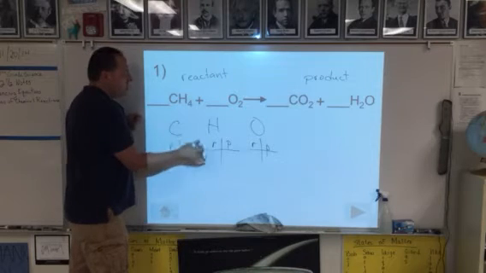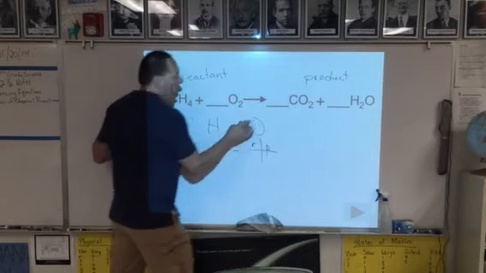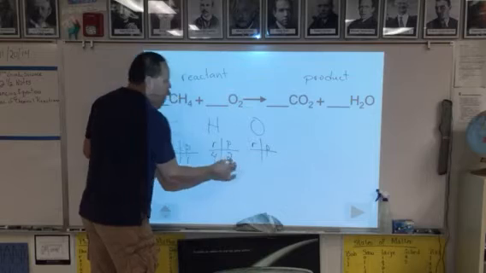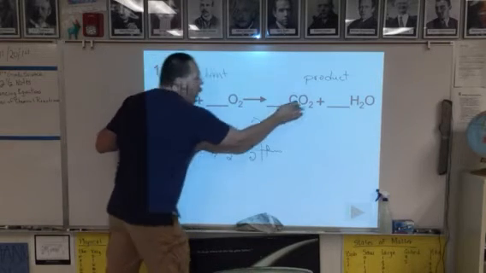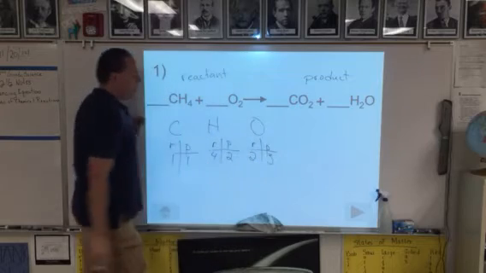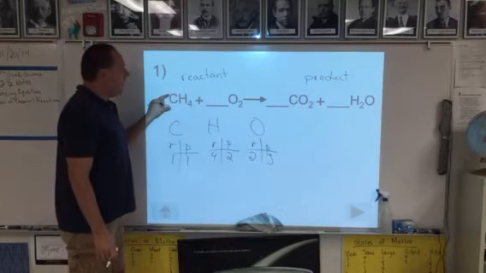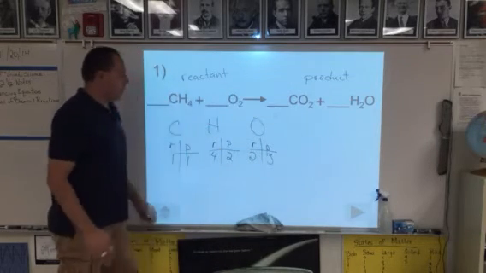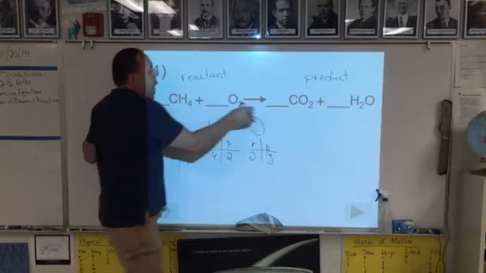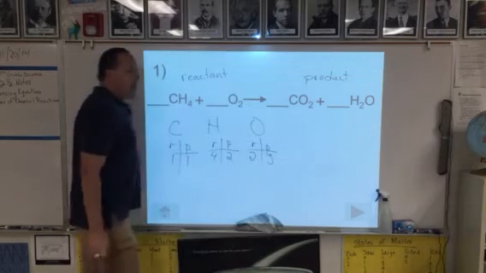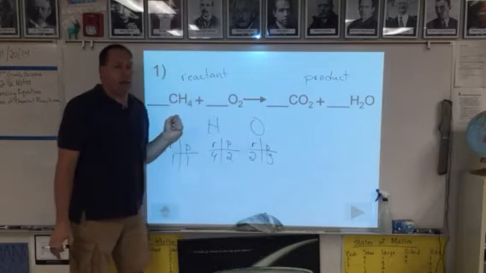Then we move to hydrogen, we have 4, and over here we have 2. And then finally oxygen, we have 2, and we have 3 in the product. Since carbon's already balanced, we don't need to do anything to it. So now we move to hydrogen. There's 4 hydrogens here, there's 2 hydrogens here, and I ask the class what we can do to balance it.